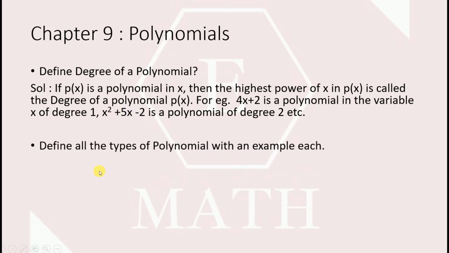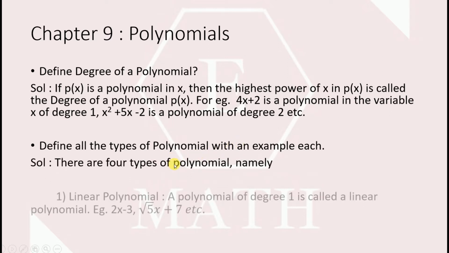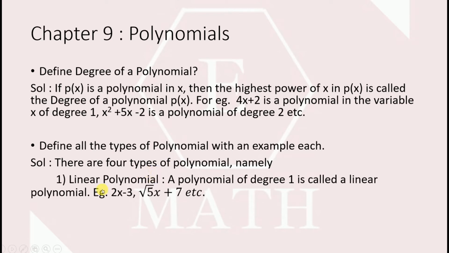Then define all the types of polynomials with an example each. There are 4 types of polynomials, the first one among them being the linear polynomial. So what is this polynomial all about? A polynomial of degree 1 will be called a linear polynomial. For example, 2x minus 3 is one of the examples, and root 5x plus 7, etc.